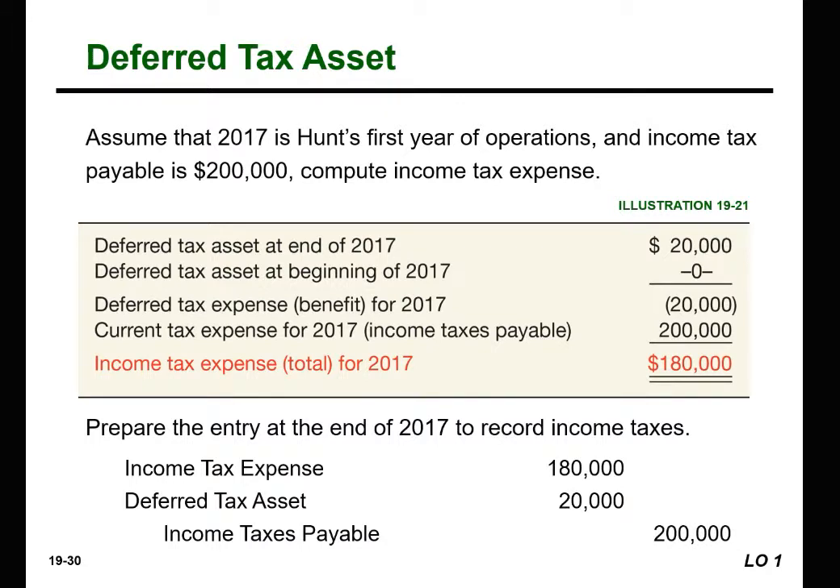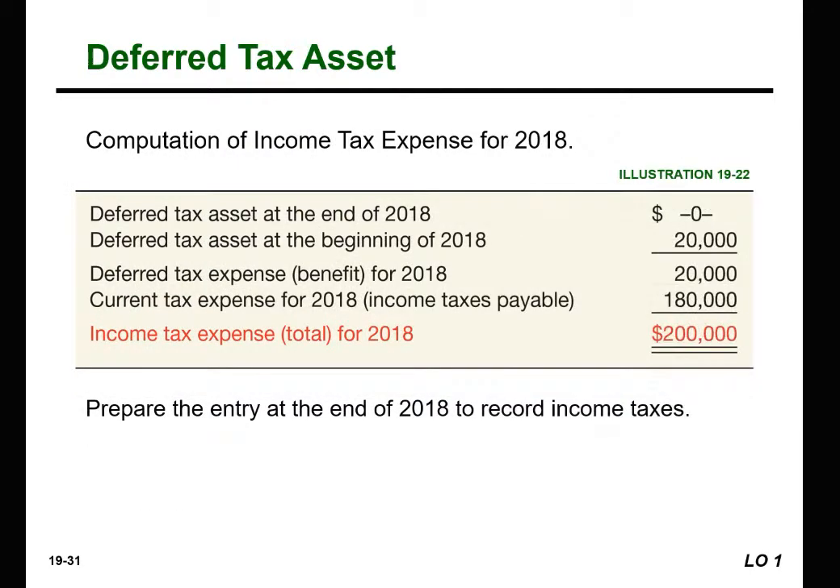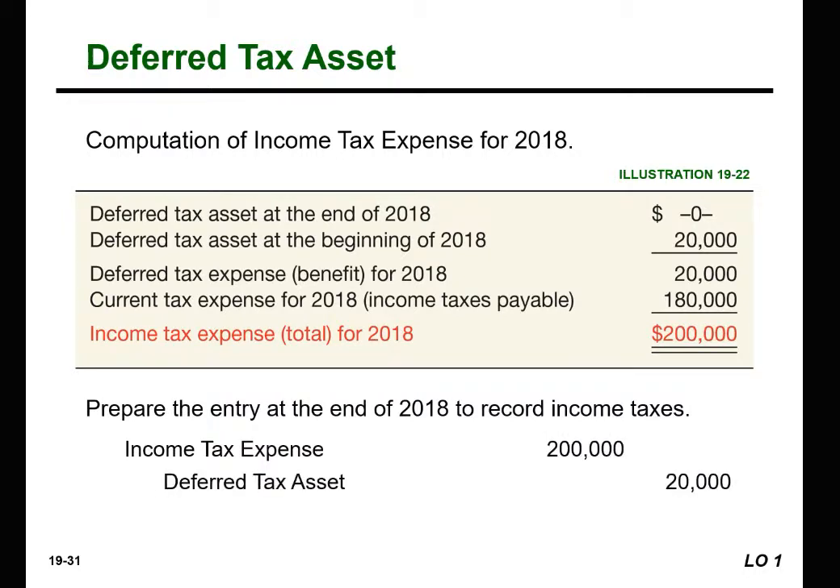Now, because this is a temporary difference, in 2018, we would have income tax expenses of $200,000. We would reduce that deferred tax asset by $20,000, and we would represent income taxes payable to be remitted $180,000.